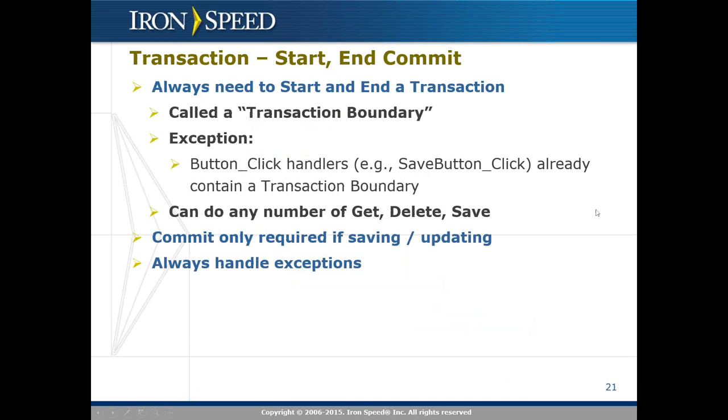One of the things that you always have to do, and this is part of the whole idea of building a multi-user application, is start a transaction and end a transaction. Depending on what you're doing, you can get away without starting it. For example, a save button operation already has a transaction boundary built in, so you can often get away with doing a get, a delete, or a save within the button click handler event for the save button, which is the save button click event.